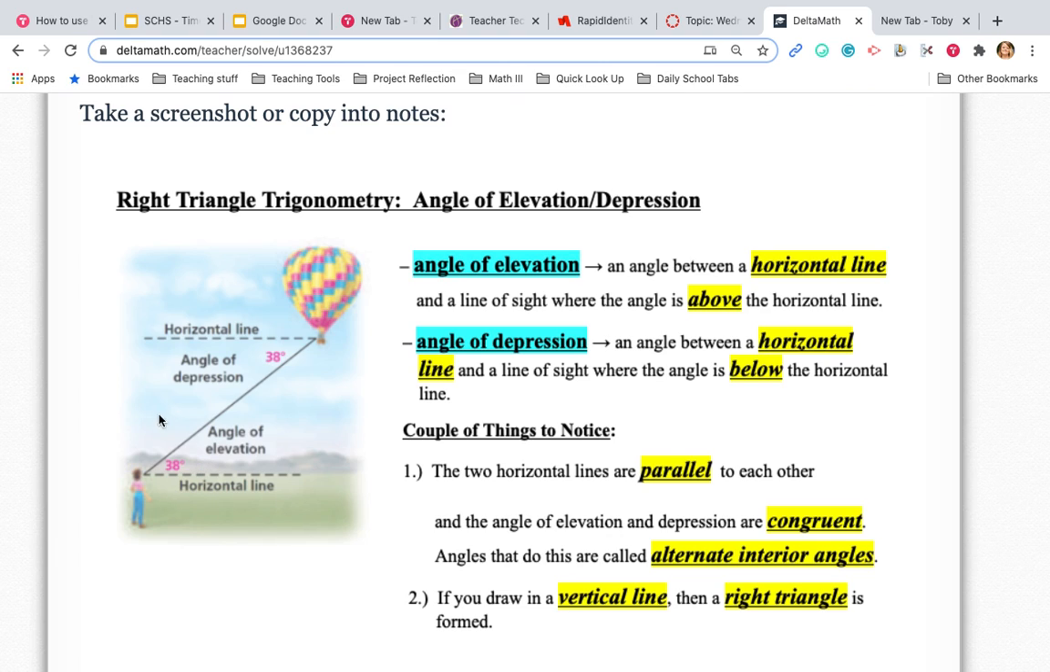So if I were you, you don't have to draw the hot air balloon and all that. You might want to put a stick person down here, but at least draw this image here and label all the words here in your notes.